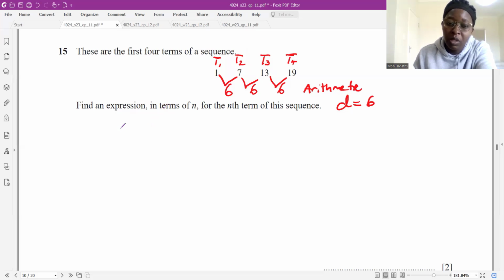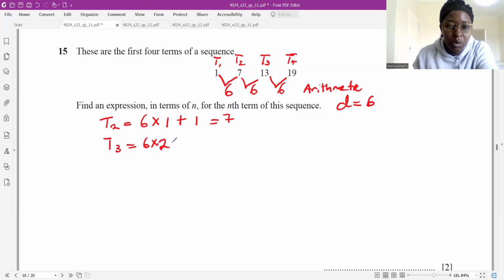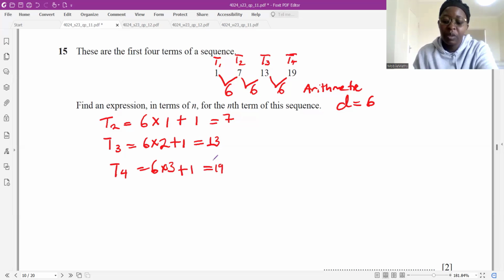Using the common difference 6, to get term number 2, we are saying 6 times 1 plus 1, we get 7. Term number 3, we are saying 6 times 2 plus 1, we get 13. Then term number 4, we are saying 6 times 3 plus a 1, we get 19.